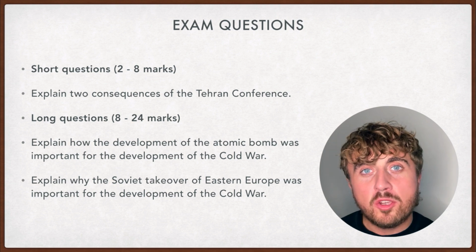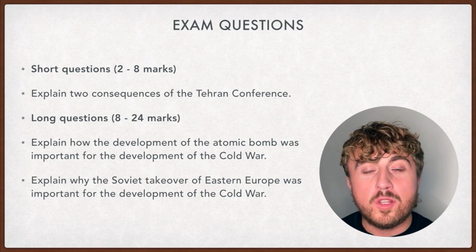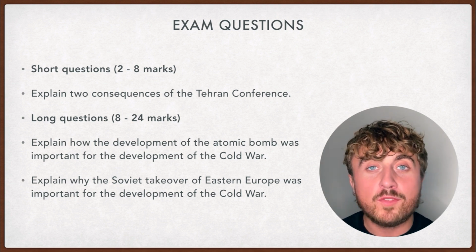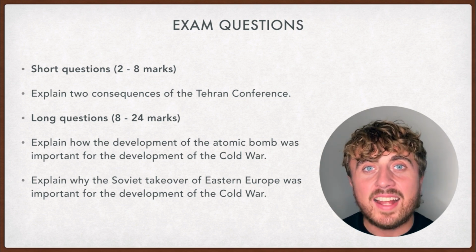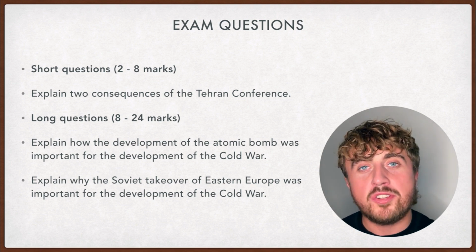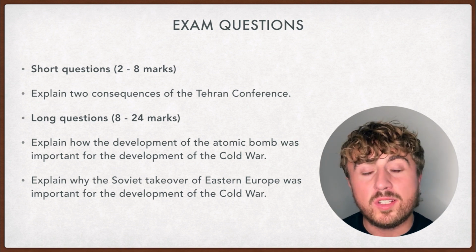And then for a second consequence, you can talk about the spheres of influence, the Western capitalist sphere and the Eastern communist sphere, and how this was discussed at Tehran. And you may as well mention what long-term effects this had on increasing tensions between the two superpowers.